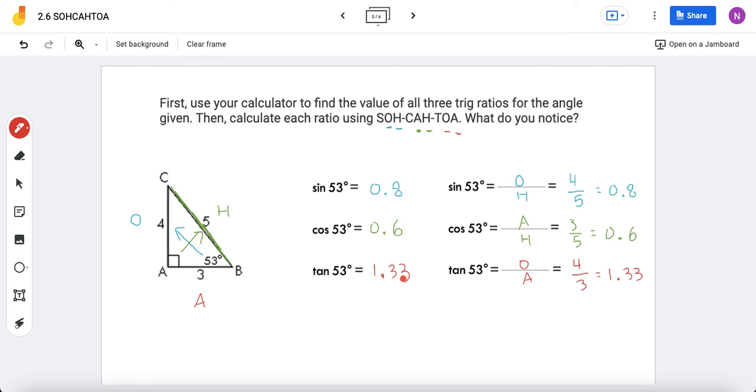So in this video, I talked about the trig ratios that are commonly used, right? Sine, cosine, and tan.